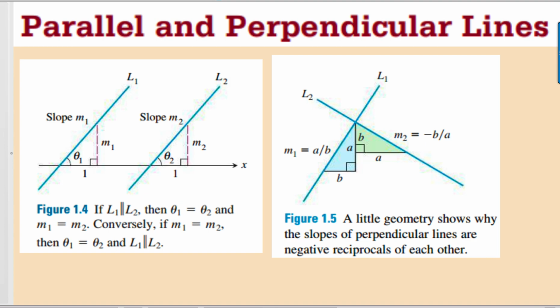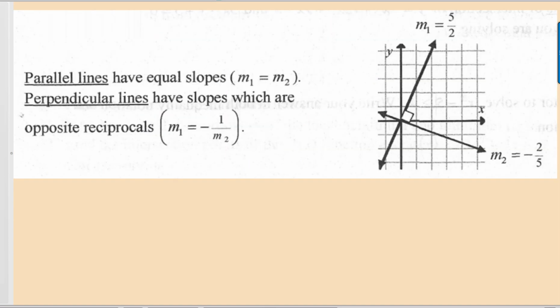Parallel and perpendicular lines. In geometry, you learned that when corresponding angles are congruent, the lines are parallel. And in algebra, we notice that's going to happen when the slopes are equal to each other. For perpendicular, the slopes have to be opposite reciprocals. Okay, parallel lines have equal slopes. Perpendicular lines have slopes that are opposite reciprocals. And in numeric form, you can see 5/2 and -2/5 are what we call opposite reciprocals.